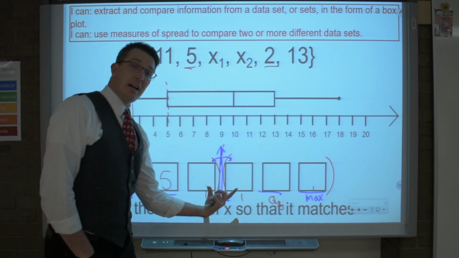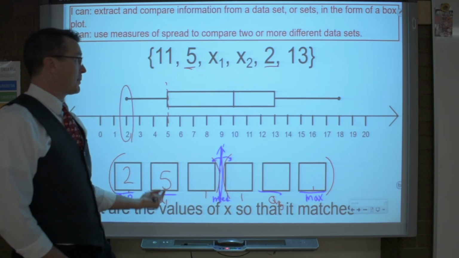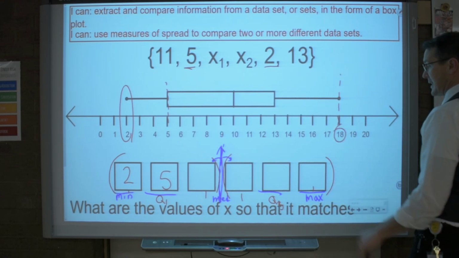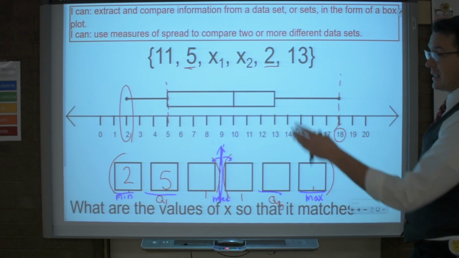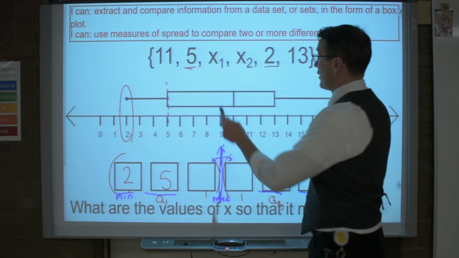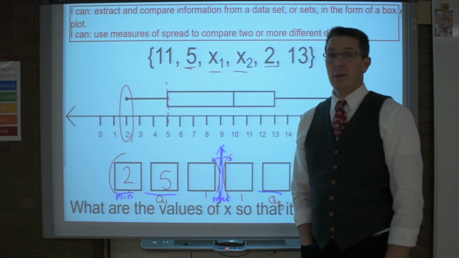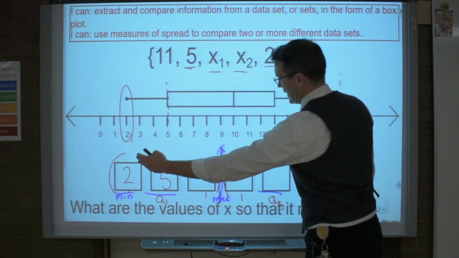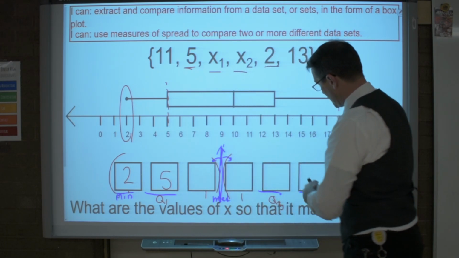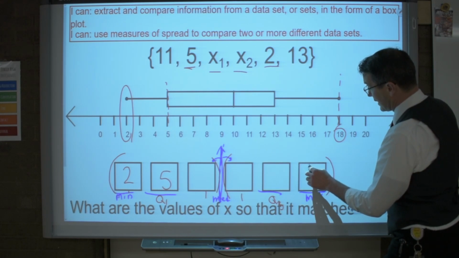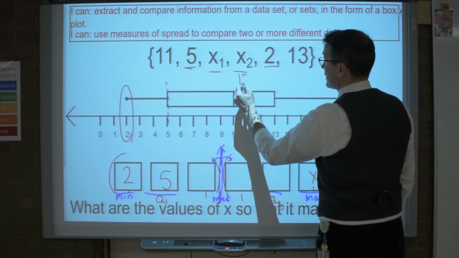Now, I know that these have to be added together to give you the median, so I'm going to jump and see, do I have a maximum? My maximum is 18. Do I have an 18? I do not have an 18. So I know one of my variables has to be 18. And you can pick x1 or x2, it doesn't matter, but because we're going from least to greatest, I'll put the x2 here, and that x2 is going to equal 18, right?